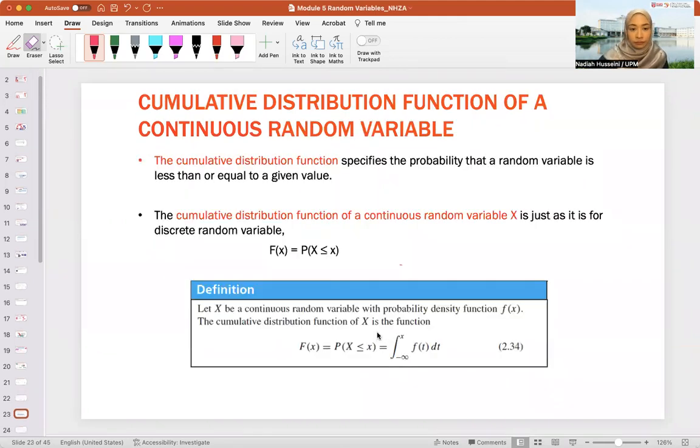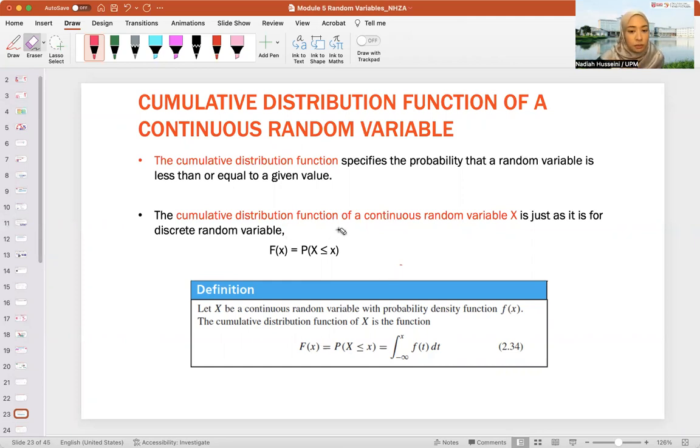Okay. So we talked about continuous probability distribution. Now we have to go into the cumulative distribution function, because why not? The cumulative distribution function of a continuous random variable specifies the probability that a random variable is less than or equal to a given value. So it is the same exact definition as our discrete random variable. It is the probability that a random variable is equal to or less than a given value. Whatever comes before it is part of the probability.